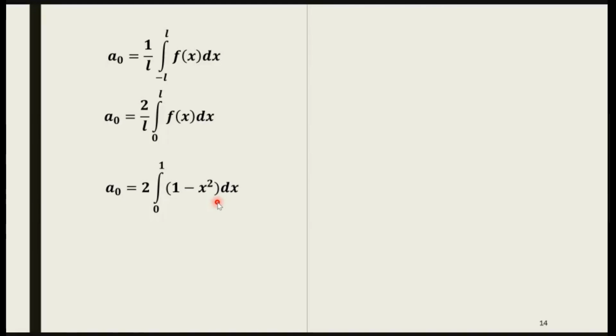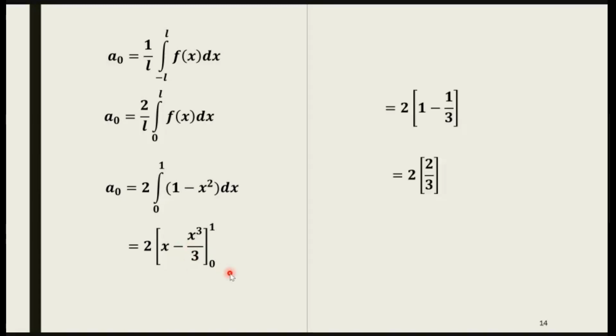4/3 again. Okay, so when we integrate 1 minus x square, it is x minus x cubed by 3 between the interval 0 and 1. So if we apply the first limit, 1 minus 1 by 3. 1 minus 1 by 3 will become 2 by 3. 2 by 3 into 2 will become 4 by 3. So it is equal to 4 by 3.